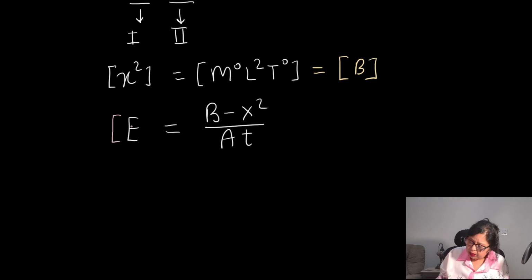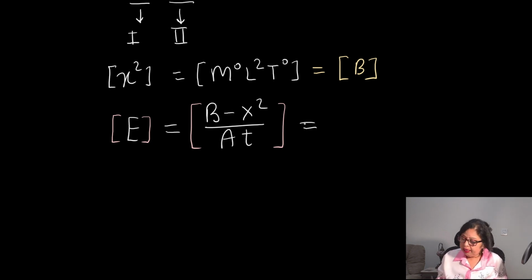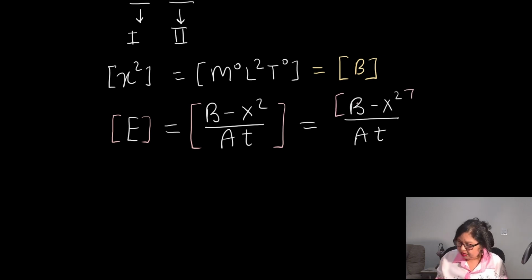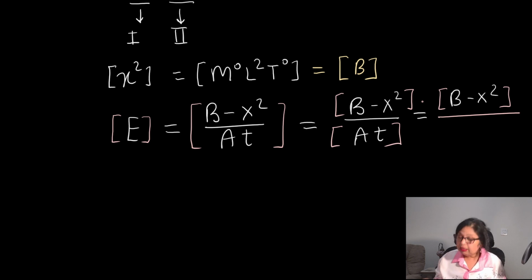Dimensional formula for E equals dimensional formula of everything on the right hand side. Now the right hand side, I will write this as b minus x squared over at: the dimensional formula of b minus x squared divided by dimensional formula of at. Now b minus x squared is an expression. This entire thing will have just one dimensional formula, unlike at the bottom where I have two factors that are multiplying.